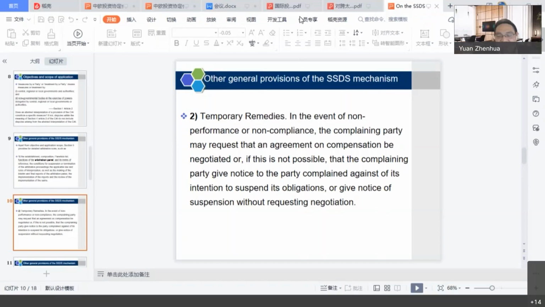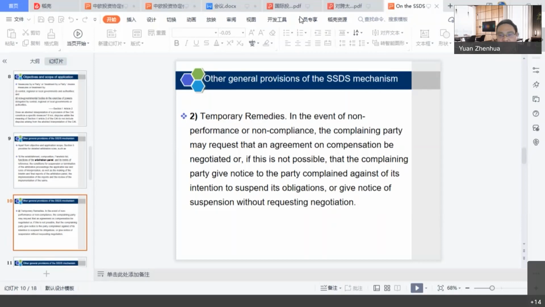Okay, so as for the features of this mechanism, we can say it has a restricted scope of application, and of course, it has great inheritance and transformation of the WTO dispute settlement mechanism, and it has features of comprehensiveness and flexibility.